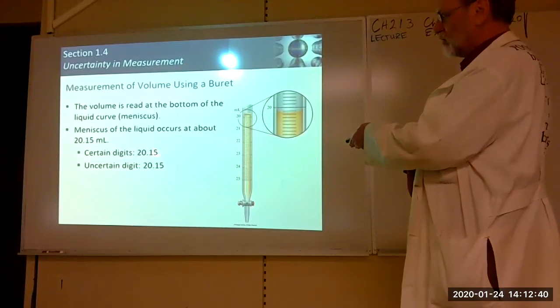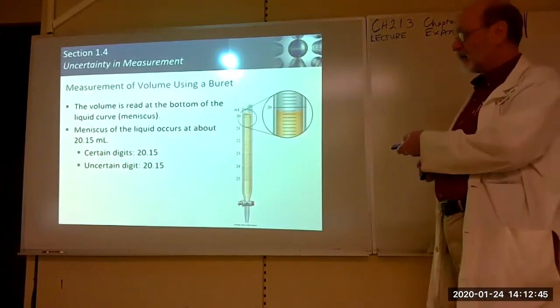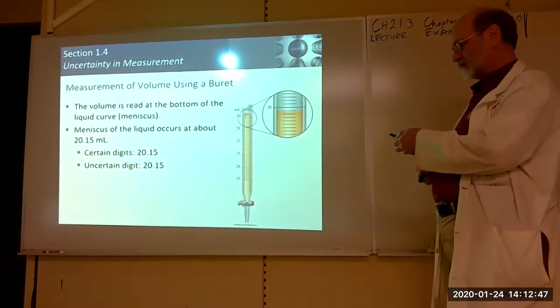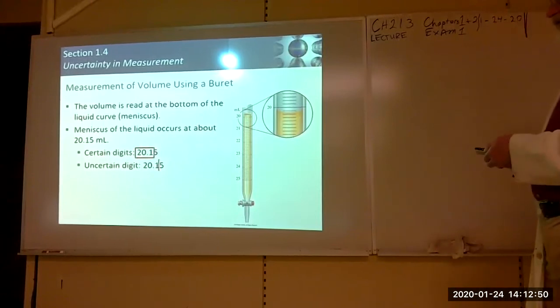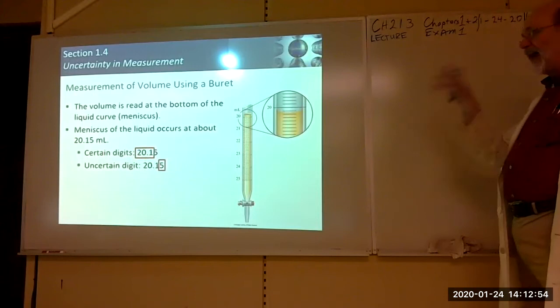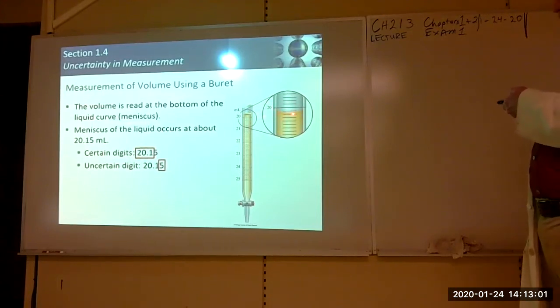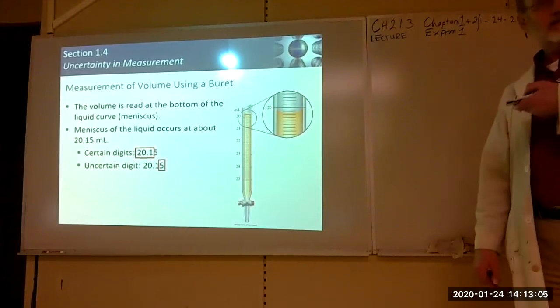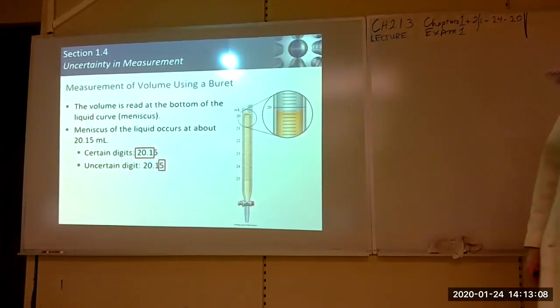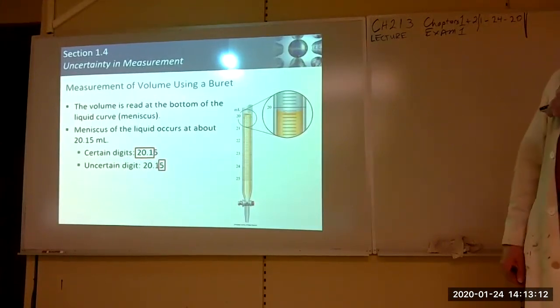So this 5/100th position is our uncertainty. There's the certain, there's the uncertain. That's what it looks like for an actual measurement. And notice, with aqueous solutions in glassware, they always form this meniscus, this curve right here. And the glassware is calibrated to be measured at the bottom of that curve, right here. Okay.